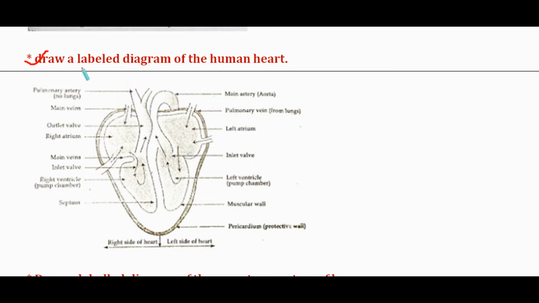The next question: draw a labeled diagram of the human heart. And this is the diagram of human heart. Draw it in your copy. It is important for this board exam. This is the septum and this is right ventricle, inlet valve, main veins, right atrium, outlet valve, pulmonary artery, pulmonary vein, left atrium, inlet valve, left ventricle, muscular valve. These are the important nomenclature of the heart.